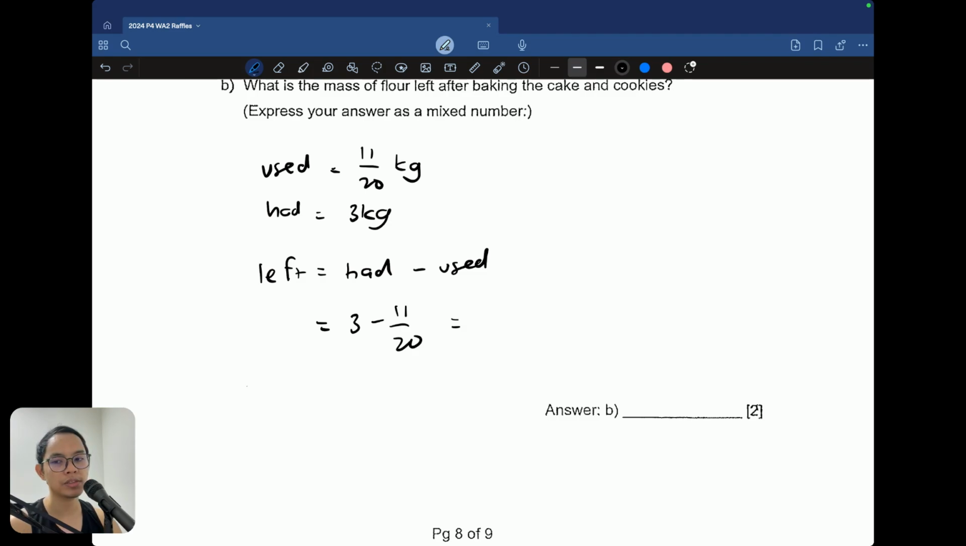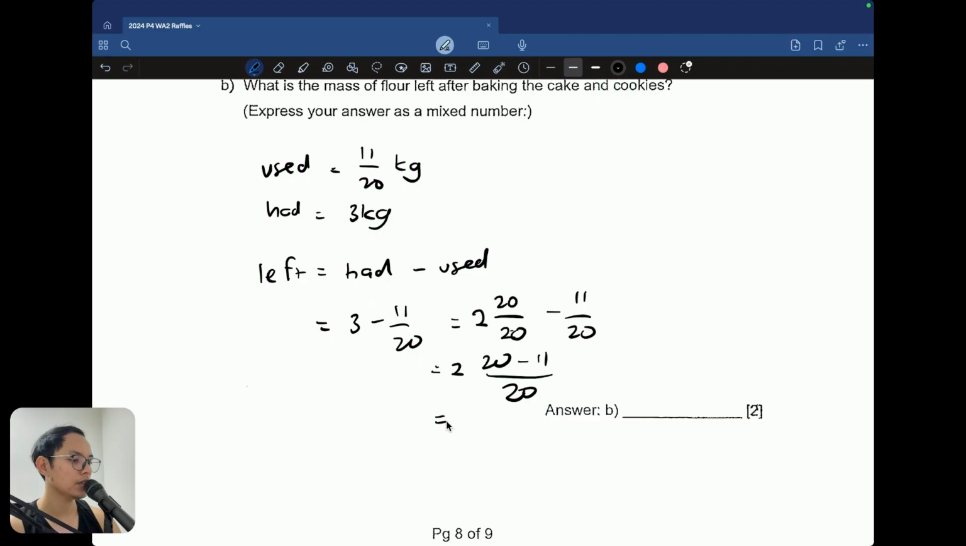And this gives us what? Okay. So if we were to put 3 as 60 out of 20 minus 11 out of 20. So I just do it step by step. 2, 20 out of 20 minus 11 out of 20. And this will give 2 and 9 out of 20. So it says here answer as a mixed number. So this is a mixed number, 2 and 9 out of 20. There you go. All right.